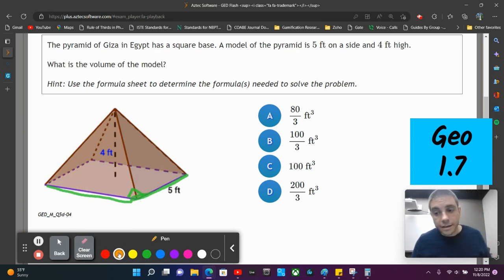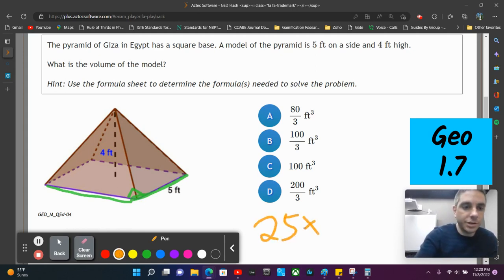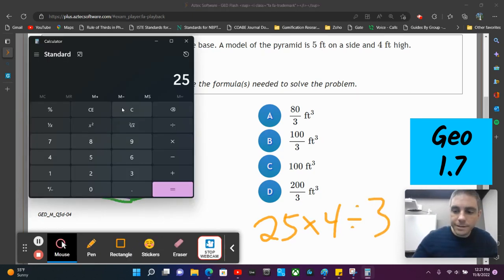That means the area of the base is 25. 5 times 5 is 25. Then we're going to times that by how tall it is, which is 4. Then we're going to take that answer and divide it by 3. 25 times 4 is equal to 100, divided by 3, and we get 33.3 repeating. Now that does not match any of the answers provided in the multiple choices.